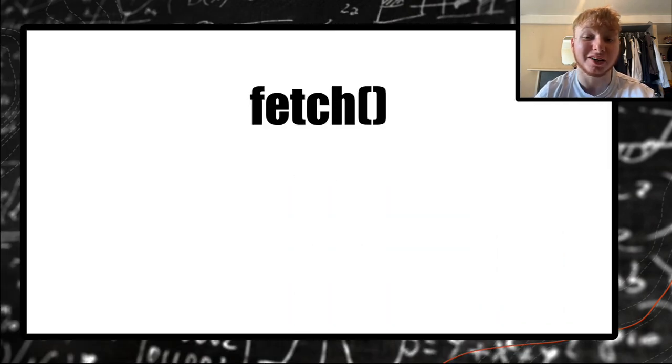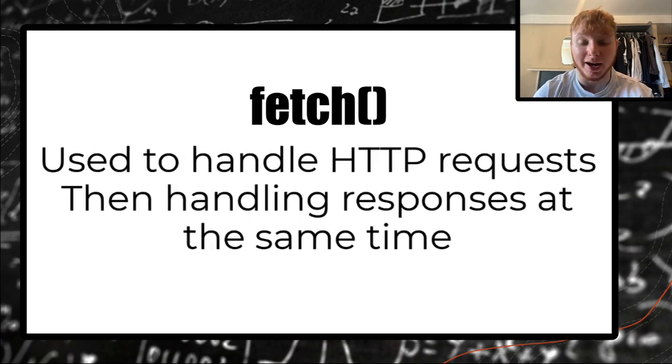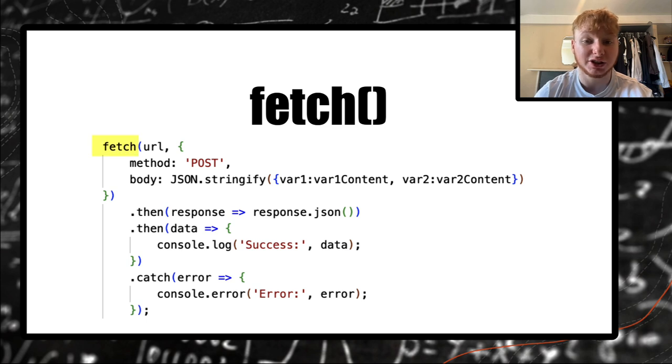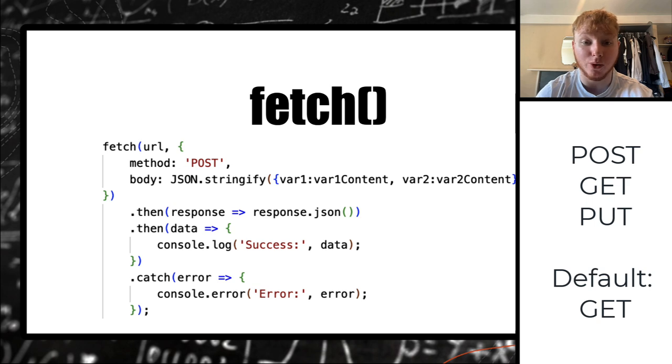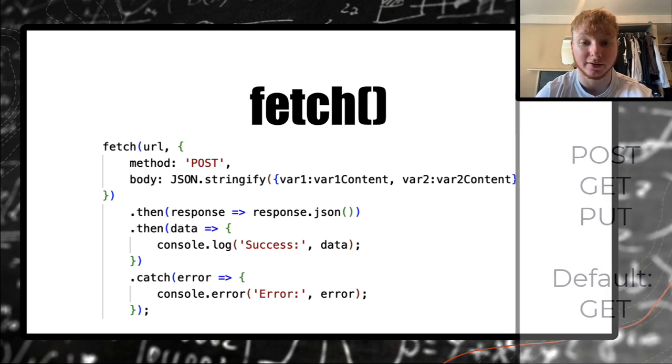Now for the most important function that we're going to use a lot, fetch. It is used to handle HTTP requests. We can use these to handle responses at the same time. So it has a certain structure. First we call fetch, then in brackets we place the URL we will be sending the request for data to. We can then optionally place a method type in the parameters, so we use method colon. For our example we will put post, but you can use post, get, put and more, and the default is get if you don't put anything.